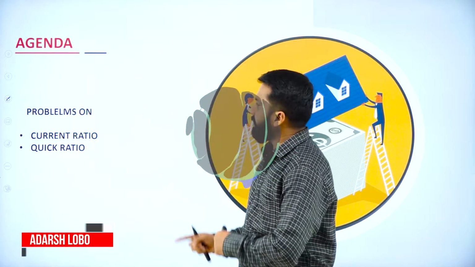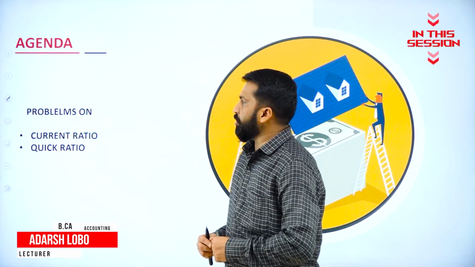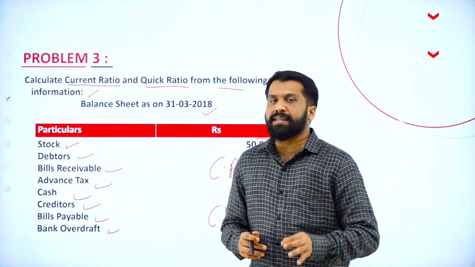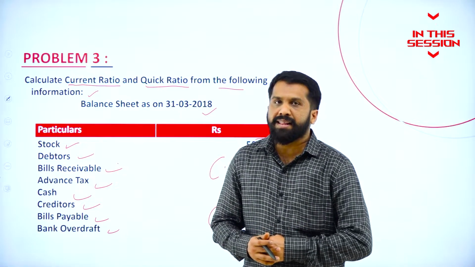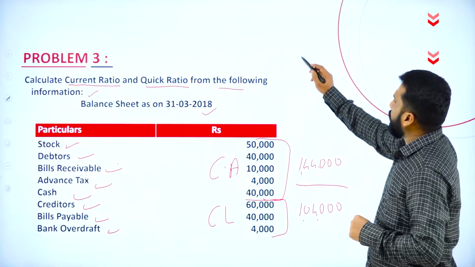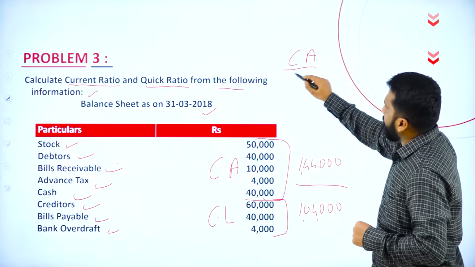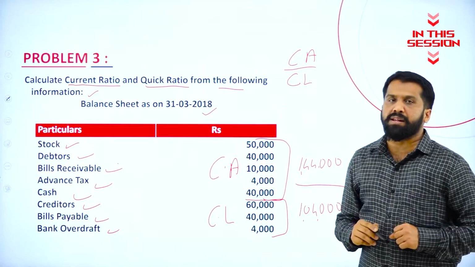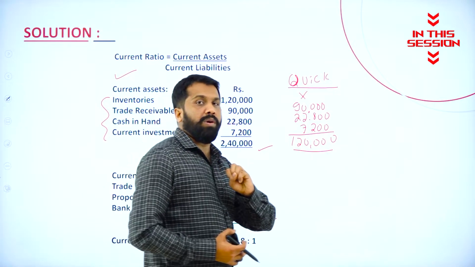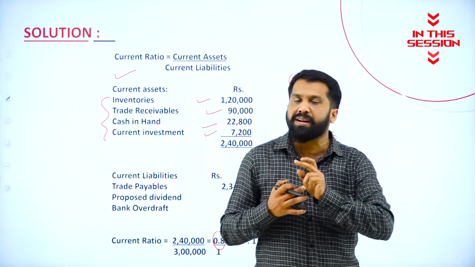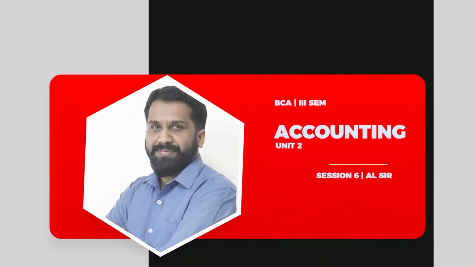We are going to discuss the current ratio as well as the quick ratio. We found out what are current assets and what are current liabilities. The current ratio formula is current assets divided by current liabilities. Two things we have removed: one is stock, another one is prepaid or advances.